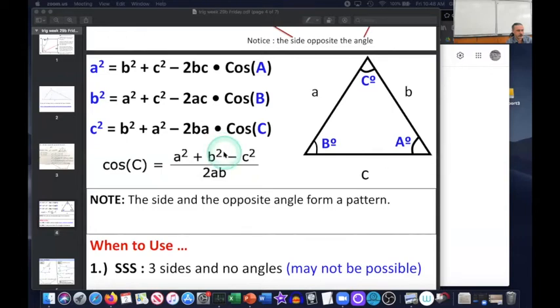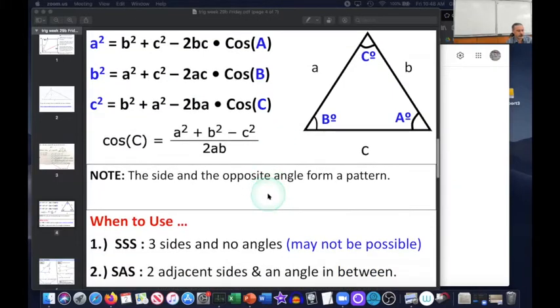Look at the pattern. If you look at just the side and the opposite angle, notice the other letters are the other two sides. So angle C, cosine C, opposite side, C squared, the other two sides, A and B. And again, notice this is kind of like the Pythagorean theorem, except we're subtracting something. So it's kind of like a little correction factor.